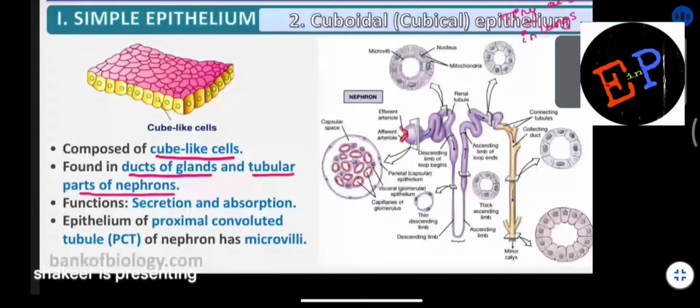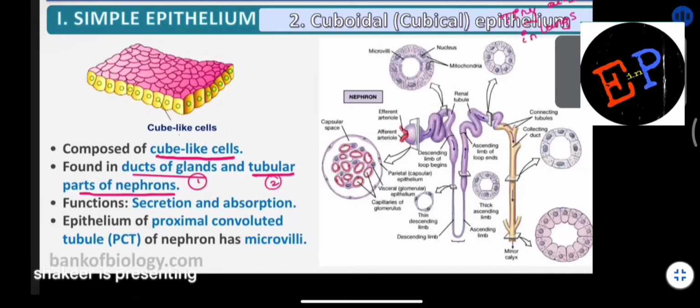Cuboidal epithelium. The shape of the cells will be in the form of cubes, so that is why it is called cuboidal epithelium. And tubular parts of nephrons. Where do you find nephrons? Nephrons you find in kidneys. In the nephrons, you will find some tubes, tubular regions. Wherever you find tubular regions, they are made up of cuboidal epithelium. That means the cells are in the shape of cubes. Clear? So one is glands of ducts, another one is tubular parts of nephrons.